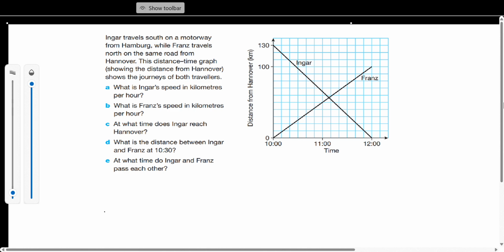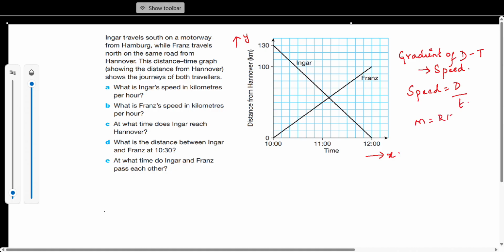Given here is a distance time graph. Distance is along the y-axis and time along x. We must understand that the gradient of a distance time graph gives us speed. We have studied since younger classes that speed is distance by time, and we know that gradient is rise by run, or change in y coordinate by change in x coordinate.